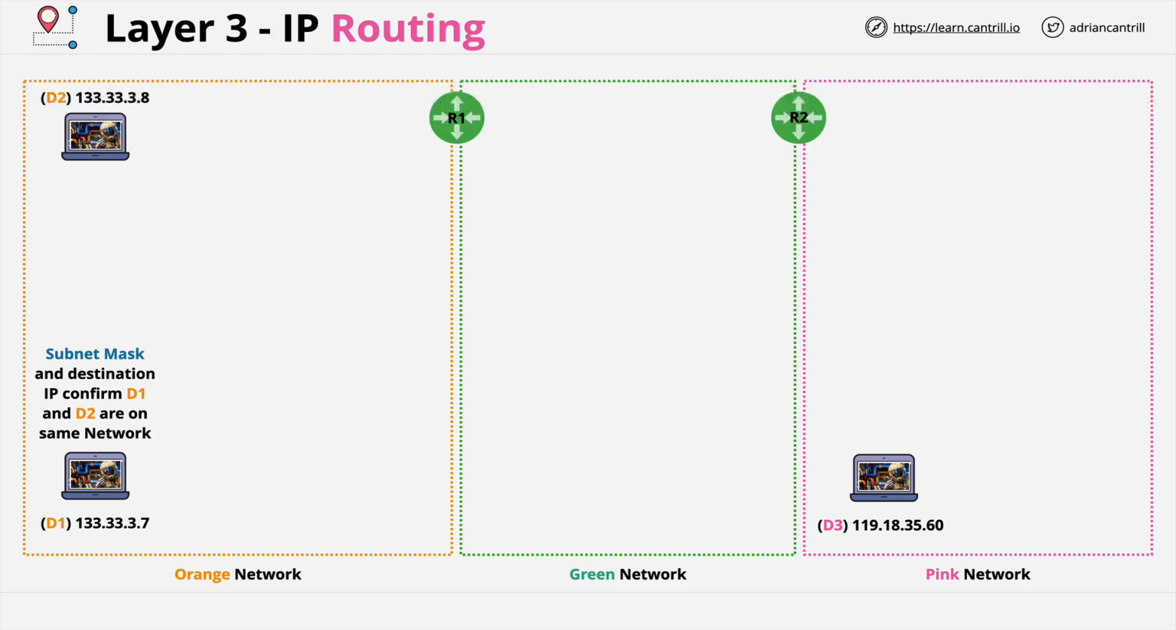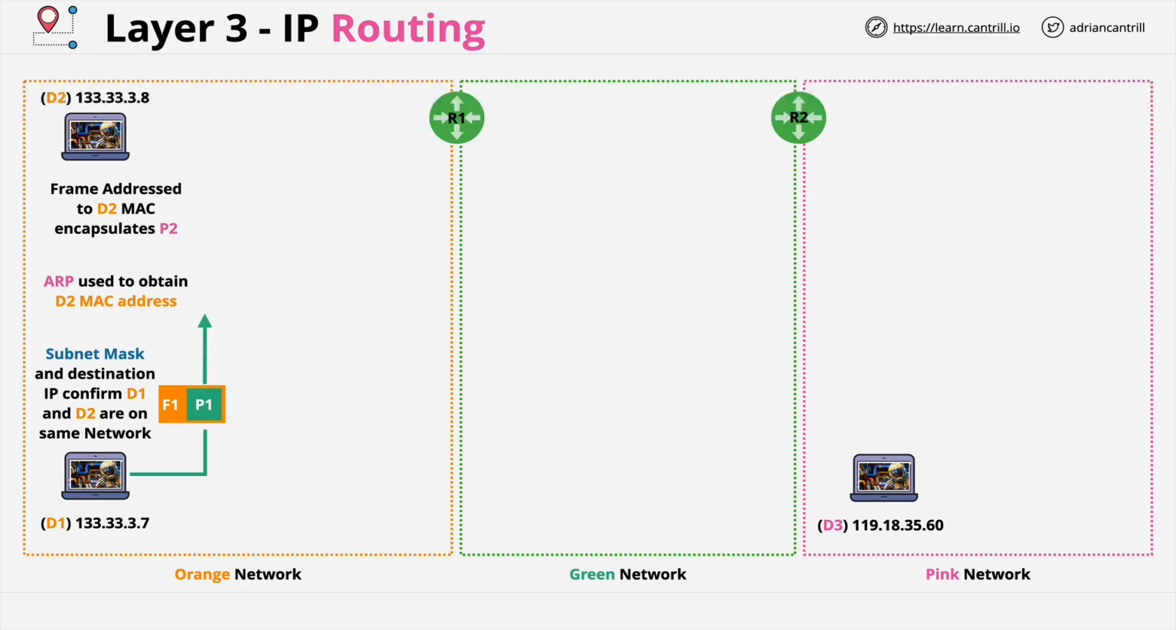So a packet gets created called P1 with the D2 IP address as the destination. The Address Resolution Protocol is used to get D2's MAC address, and then that packet is encapsulated in a frame with that MAC address as the destination. Then that frame is sent to the MAC address of D2.